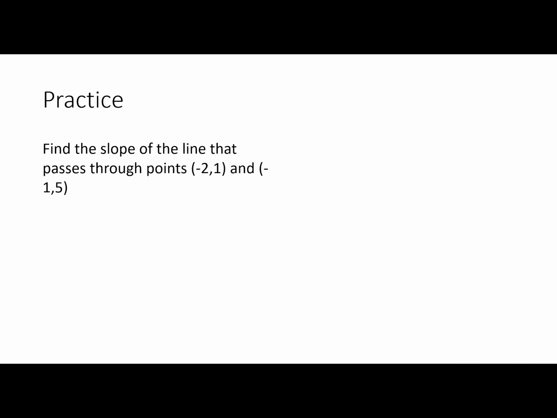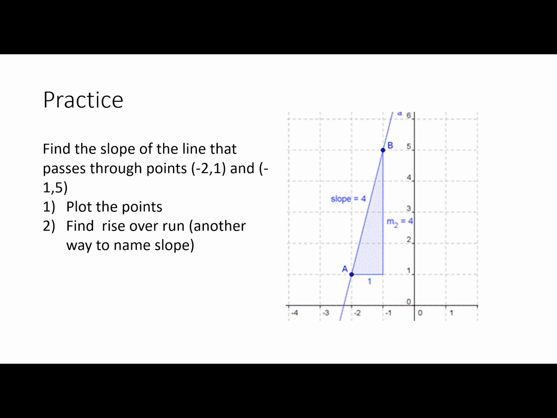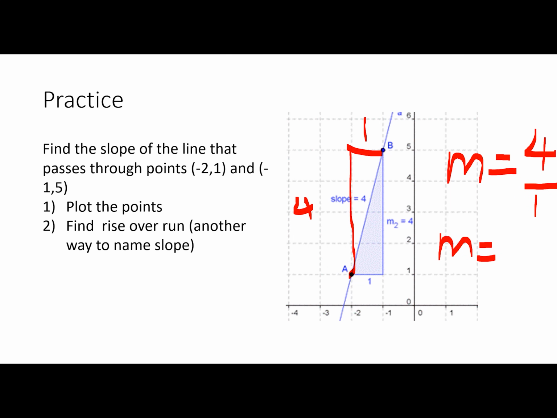Another practice says find the slope of the line that passes through points -2, 1 and -1, 5. Plot the points, find rise over run, another way to name the slope, change in y over change in x. So when we plot the points, -2, 1 is point A for us and -1, 5 is point B. So now we want to find rise over run. Rise is 4 and our run is 1. Going up and right, so both are positive. So our slope is rise over run. Rise is 4 and run is 1. So our slope is 4 over 1, or we can say 4.